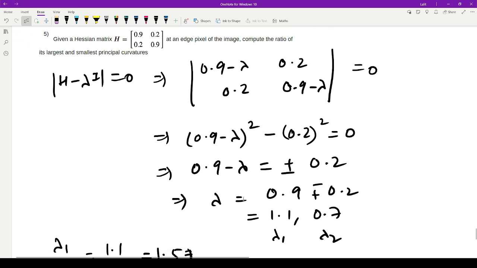So is this question clear? Yes. So whenever in general, when you see principal curvatures out there, it's generally computed for a Hessian matrix or the Hessian of the function. Here the function is the intensity values of the image, but it could be anything in general in maths. Okay. So we can move on to the next question.